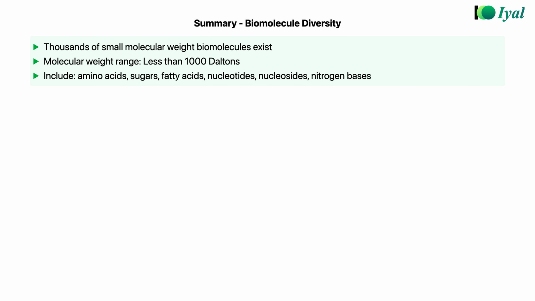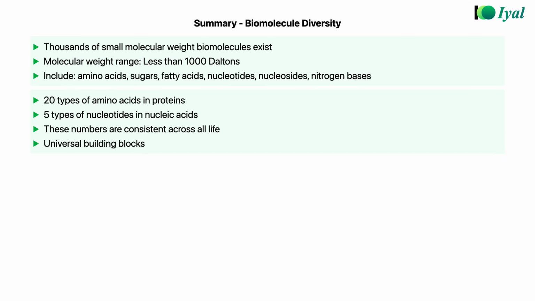We discussed thousands of small biomolecules, molecules with molecular weights under 1,000 Daltons. Amino acids, sugars, fatty acids, nucleotides, nucleosides, and nitrogen bases. Remember the key numbers. 20 types of amino acids in proteins. 5 types of nucleotides. These numbers are universal, the same across all organisms. These are the universal building blocks of life.